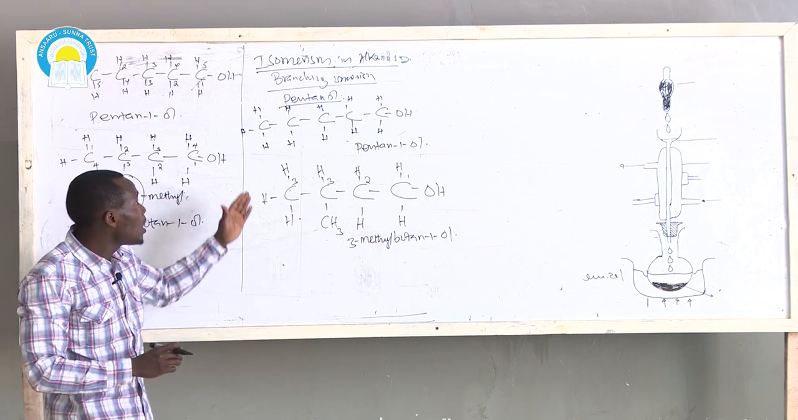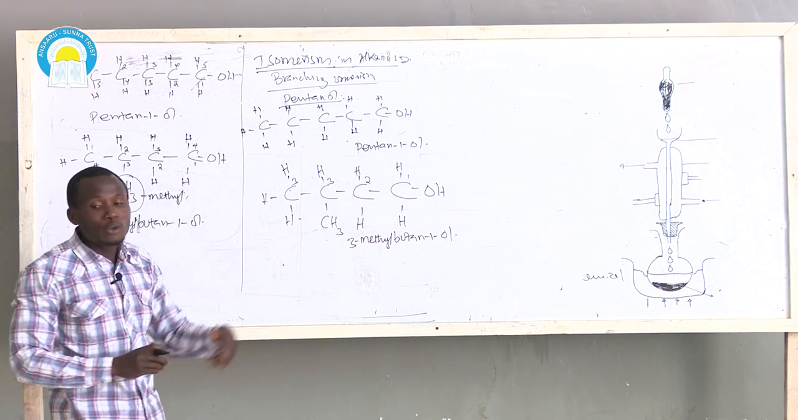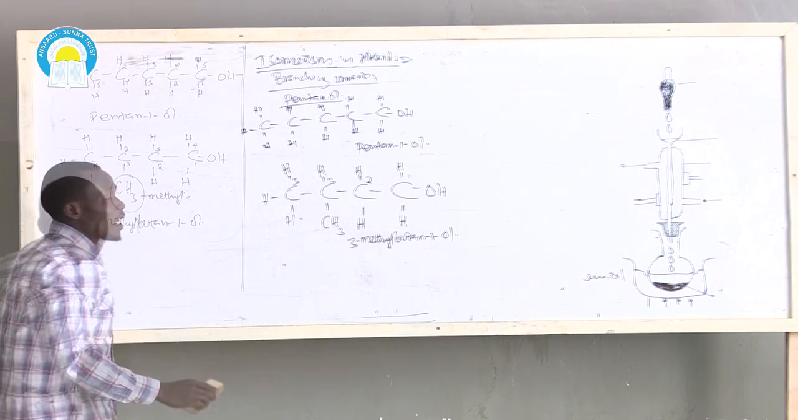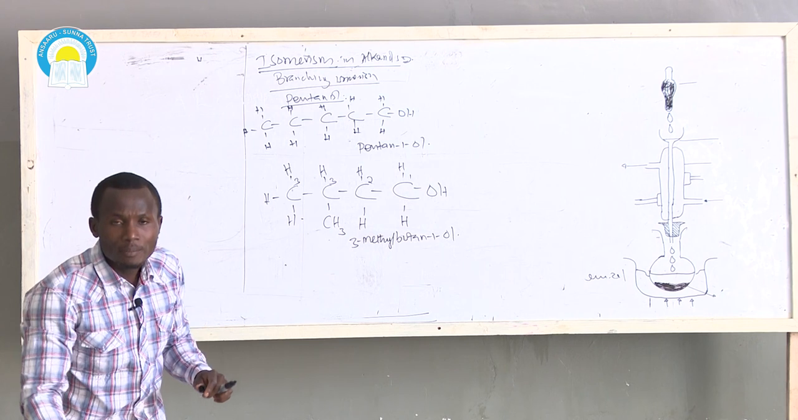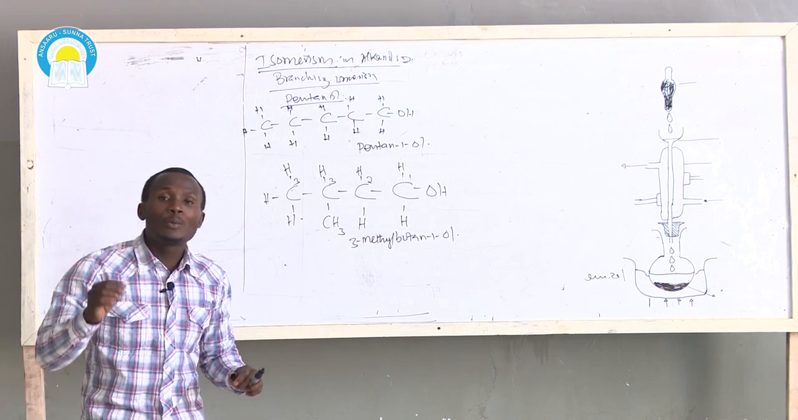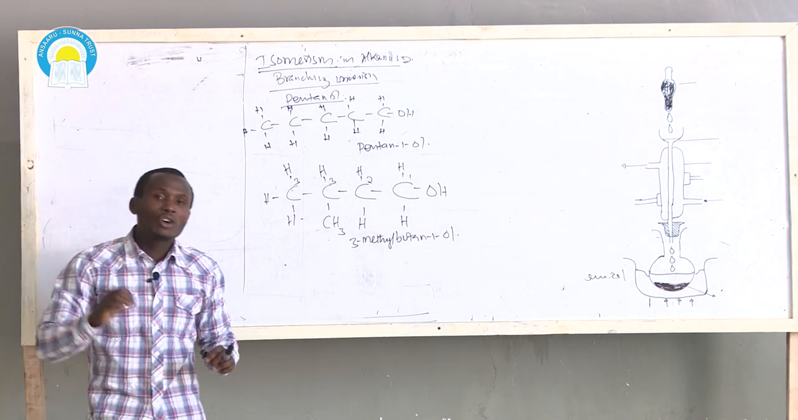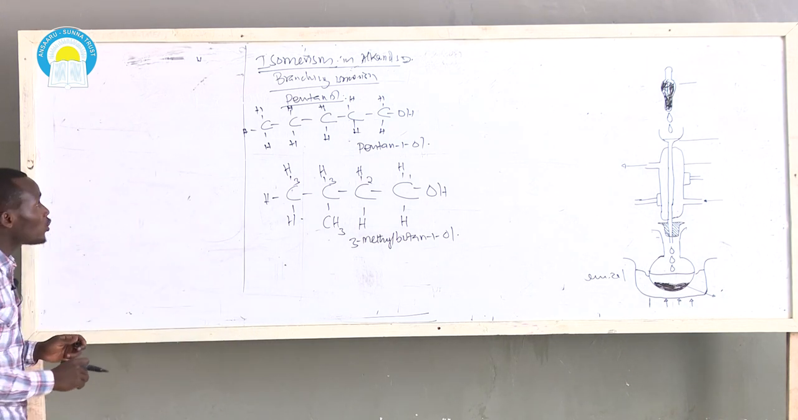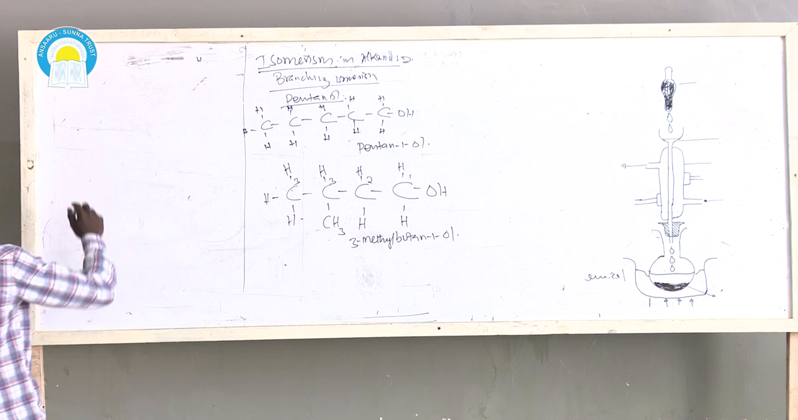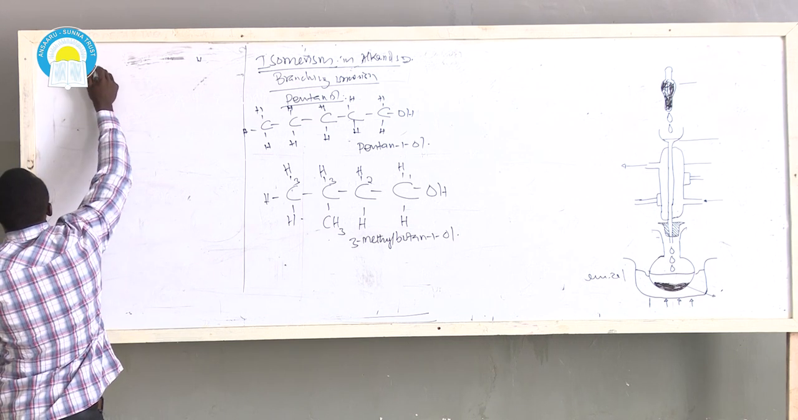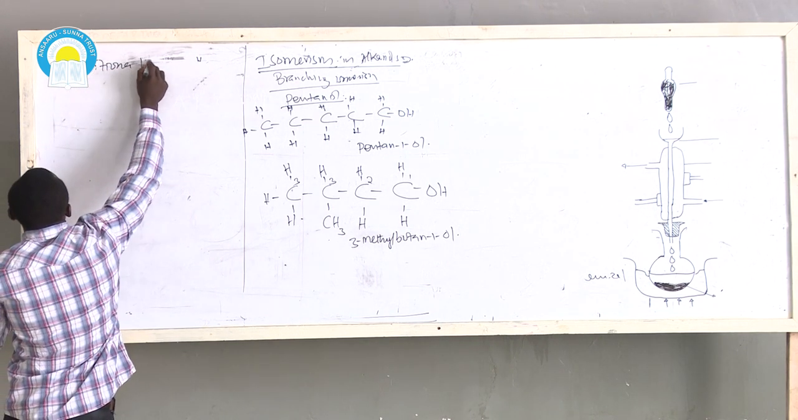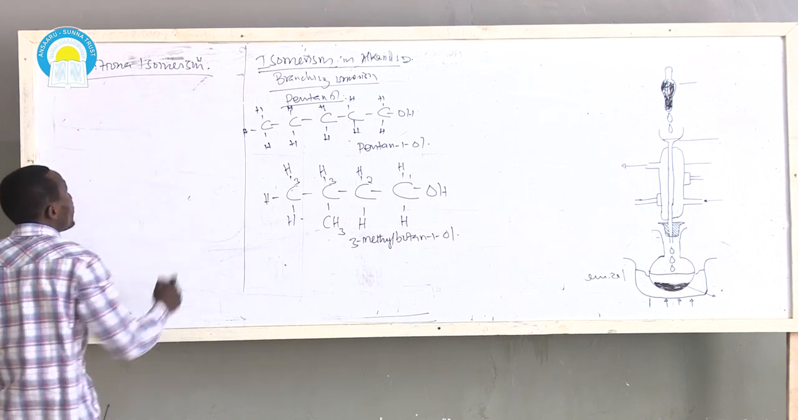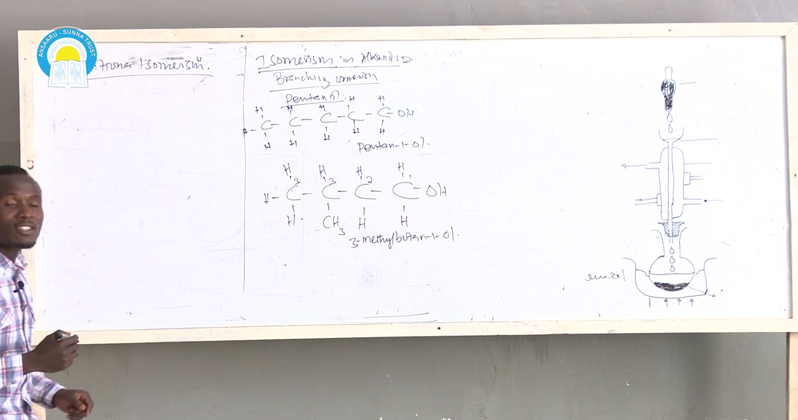Our second isomerism is positional isomerism. Explaining positional isomerism, this is the shifting of the position of the hydroxide ions on the structure. So we have positional isomerism, which is the shifting of the position of the hydroxide ions in the structure.